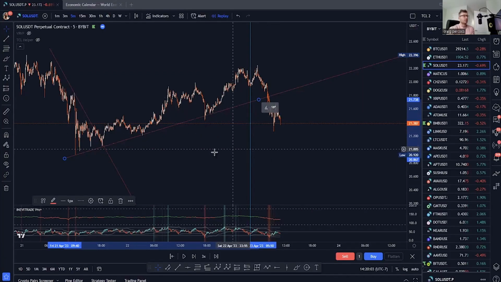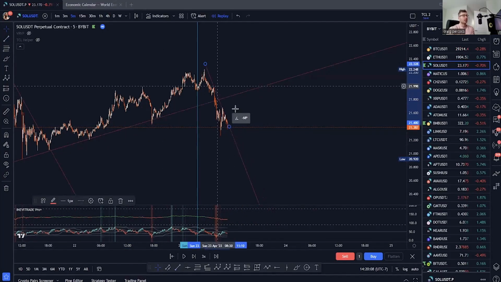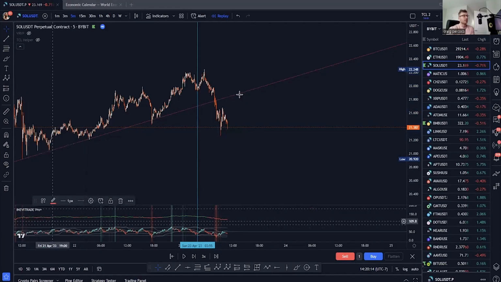Now we have a new downtrend, right? So now this is going to be our new downtrend. And this is where we want to start looking to take trades. So ultimately all we need is a trend break into either a down or an uptrend.